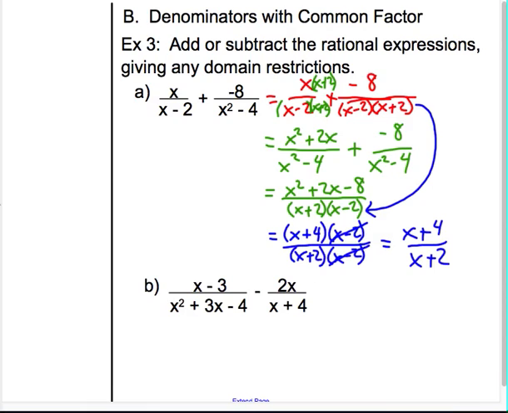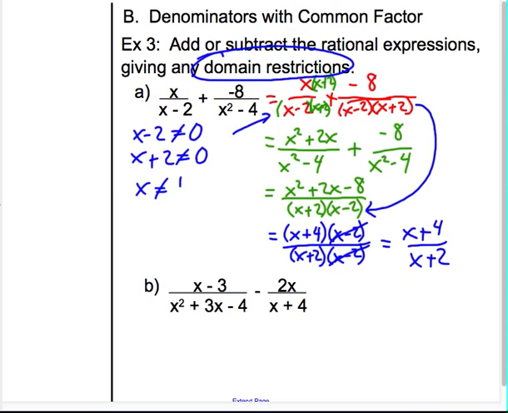Now when I'm giving the domain restriction, I have to look at my original denominators. So what I do is I look at where I first factored them to try and find my common denominator. And I had two different pieces in the denominator. I had an x minus 2, which cannot equal 0, and I had an x plus 2, which cannot equal 0. So x cannot equal positive or negative 2.